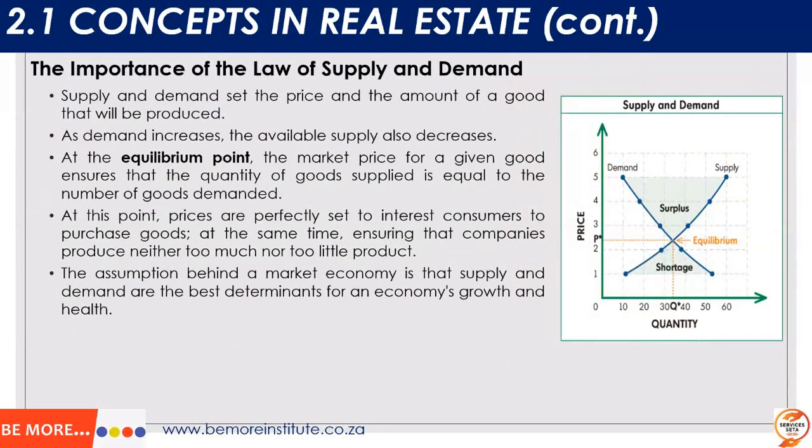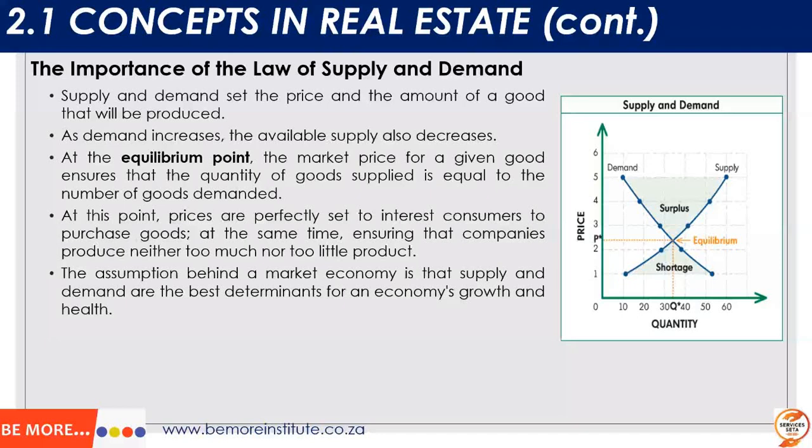Now let's bring these two concepts together and look at the importance of the law of supply and the law of demand. The supply and demand set the price and the amount of a good that will be produced. If you can see, as the demand increases, the available supply also decreases. So whatever is in the market, if there are many people who buy it, then you start having less of that particular product in the market.